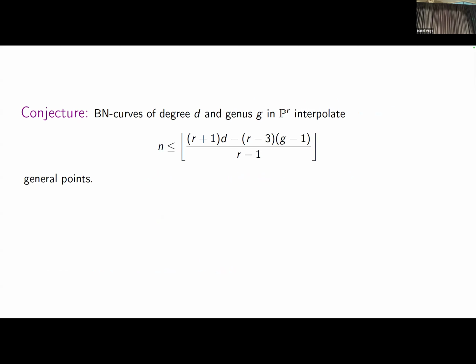Questions now about this conjecture or anything I've said so far getting us to this point? Yes? The conjecture is that this is the maximum number of general points. Exactly. Other questions? Thank you for asking. Other questions? Yes?